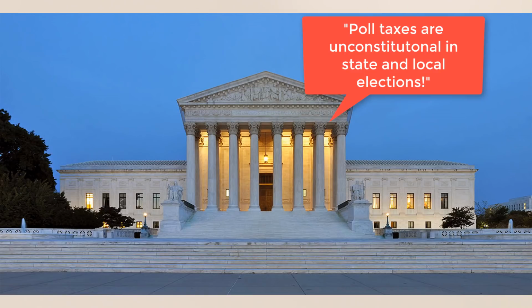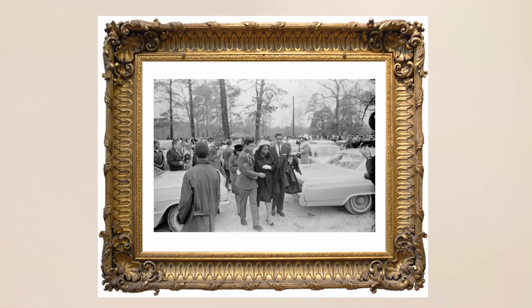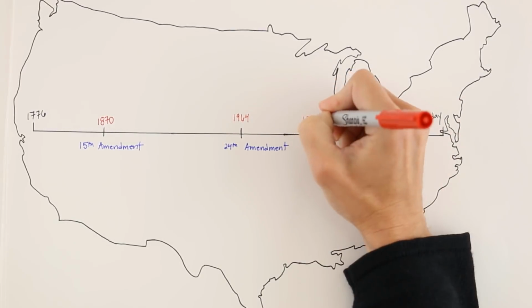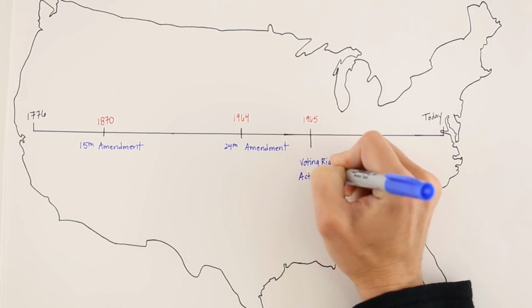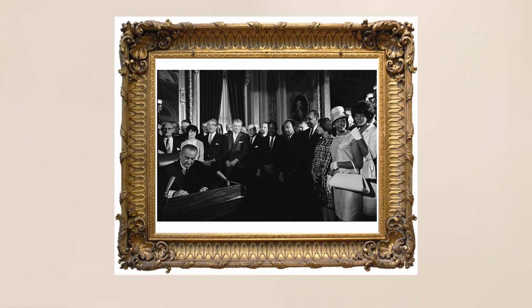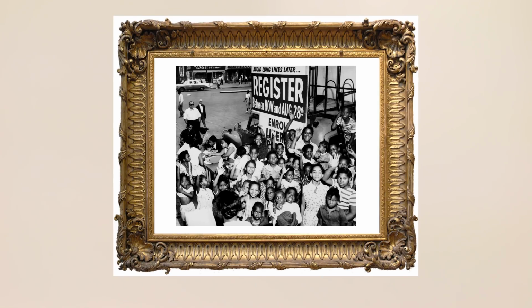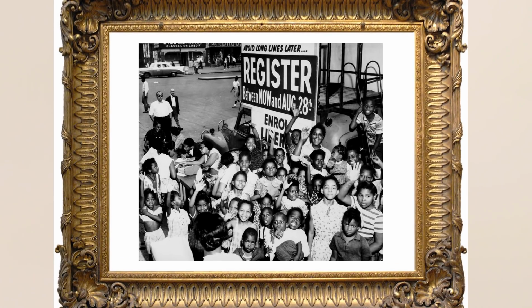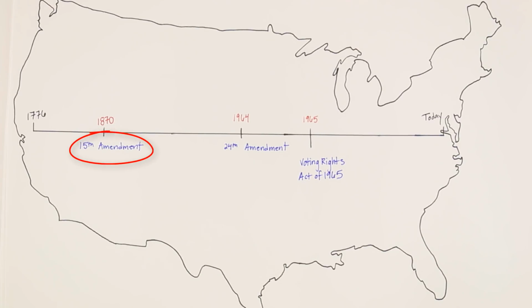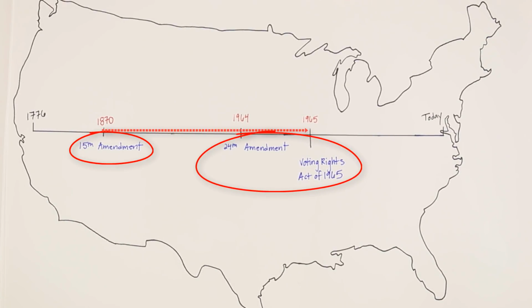To combat these policies, in 1964 the 24th Amendment was passed, abolishing poll taxes in national elections. And in 1965, the Supreme Court declared poll taxes unconstitutional in state and local elections, but the problems continued. Later the same year, the Voting Rights Act of 1965 was passed. In addition to outlawing the use of literacy tests to prevent someone from voting, the act also required that ballots be printed in multiple languages in areas where English may not be the primary language. Nearly 100 years after the 15th Amendment formally gave minorities the right to vote, these policies finally helped make it possible for them to do so.